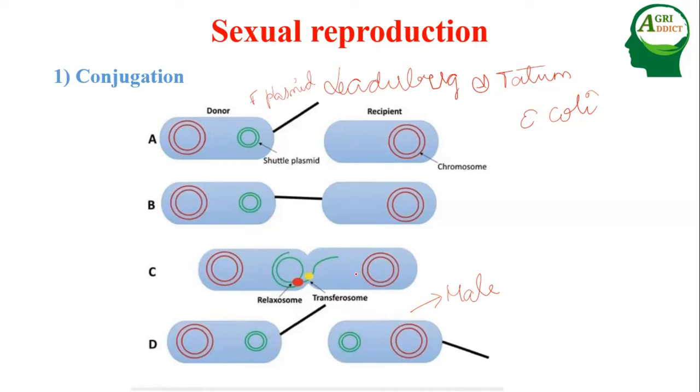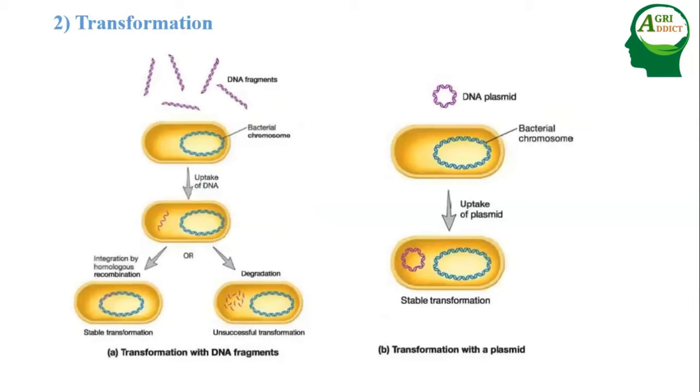Whereas transformation means we are sending DNA fragments externally into the bacterial zone. See here, either we can use the DNA fragments or the plasmid. I'll be explaining. You can also add DNA fragments here. If the bacteria takes it, then that DNA fragment will integrate with the bacterial chromosome. And once it integrates with the bacterial chromosome, it leads to a stable transformation. But not always can we see a stable transformation. There will be unstable transformation also.